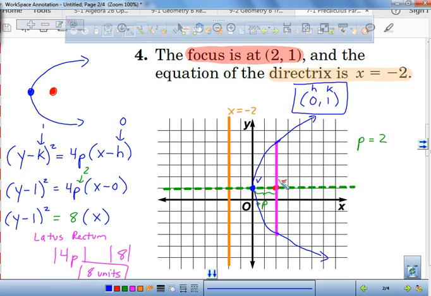Now p could be negative or p could be positive. If the focus was here, then p would be negative because it's opening to the left. But p is positive because it's opening to the right. If the parabola opens up, then your p-value is going to be positive. If it opens down, the p-value is negative. If it opens left, the p-value is negative. If it opens to the right, the p-value is positive.